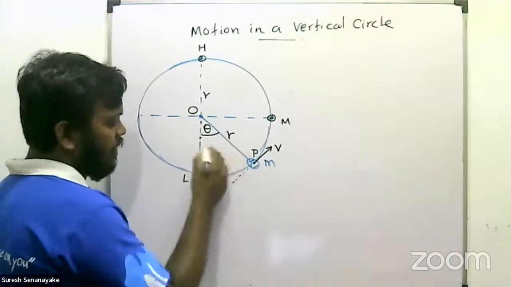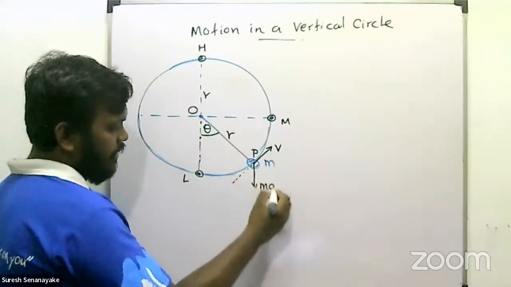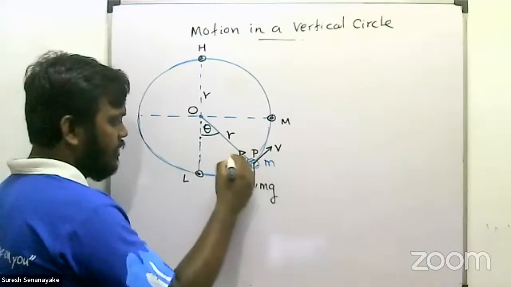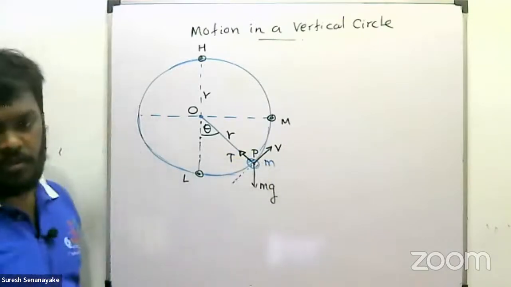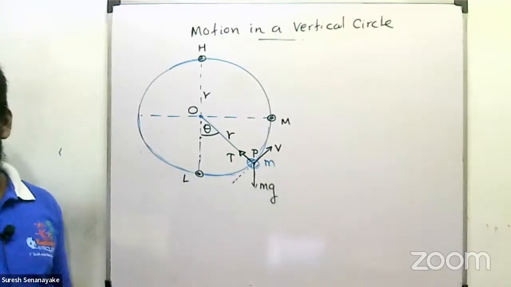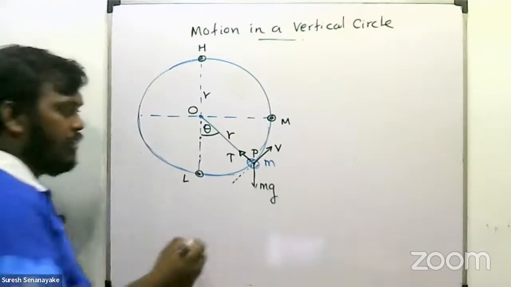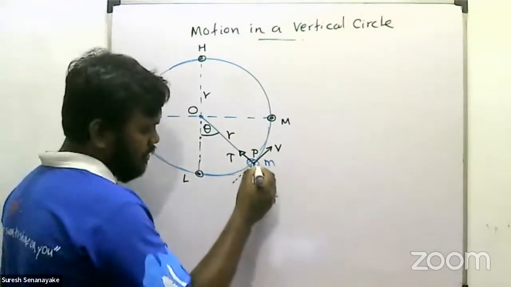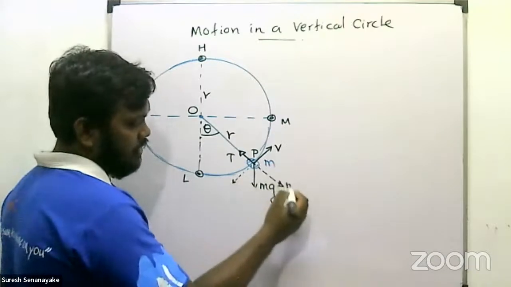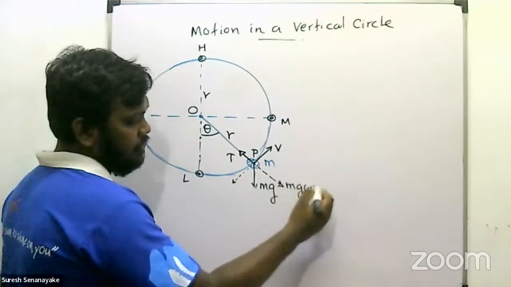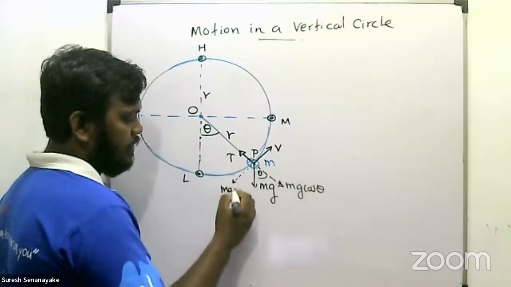Then downward, the forces acting on this body are the weight of the body and the tension of the string, that's capital T, which I'm considering at this position. Then you can resolve this mg perpendicularly in two directions: mg cos theta to this side because of this theta, and mg sin theta to this side.